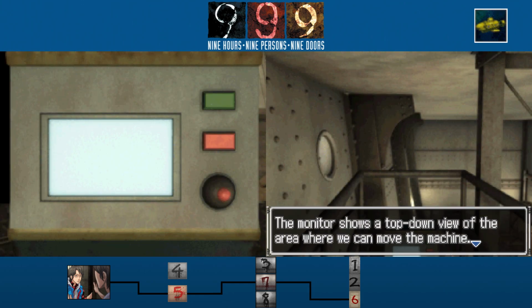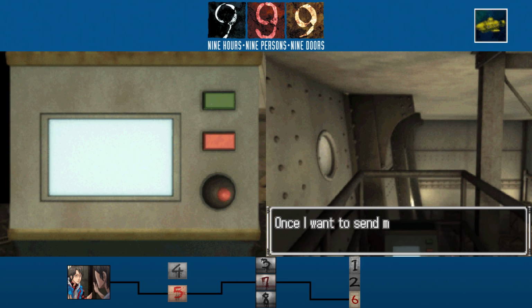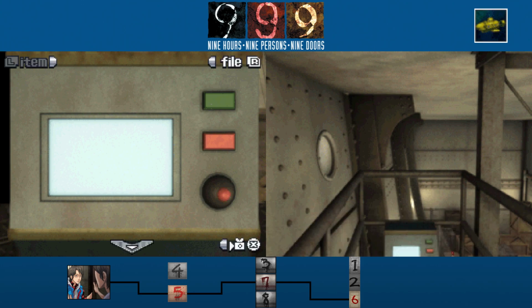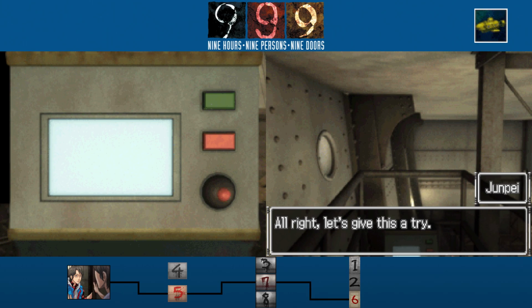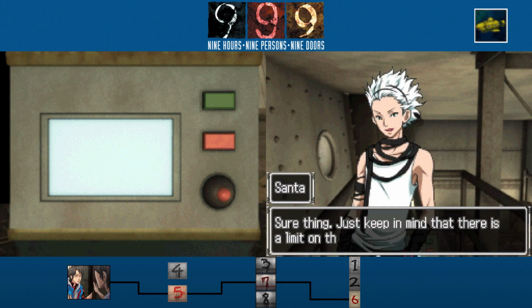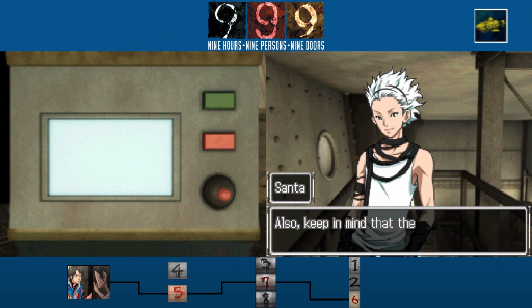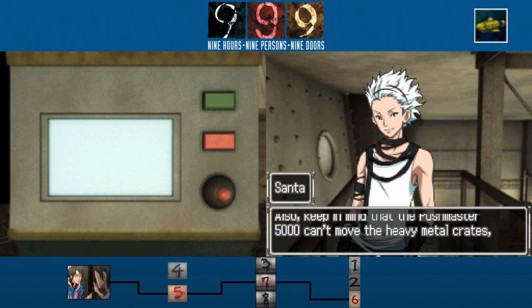The monitor shows a top-down view of the area where we can move the machine. Once I want to send my orders to the Pushmaster 5000, I just pull the lever. Then let's do it. Alright, let's give this a try. Sure thing. Just keep in mind that there's a limit on the battery, alright? Battery dies after 50 moves. At least that's what it says in the manual. 50 moves, huh? Also, keep in mind that the Pushmaster 5000 can't move the heavy metal crates.